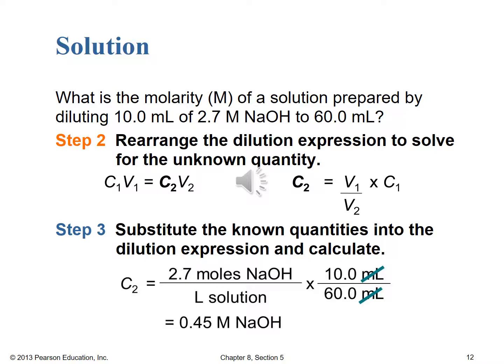So we have 2 sig figs for the starting concentration, 3 sig figs for the starting volume, 3 sig figs for the ending volume, but because of our division and multiplication rules, we end up using the least significant figures. So the 2 sig figs from our concentration 1 ends up giving us 2 sig figs in concentration 2, 0.45 molar NaOH is indeed less concentrated than the 2.7 molar NaOH we started with. So that's a good logical check, and hopefully that's the same answer you arrived at yourself.